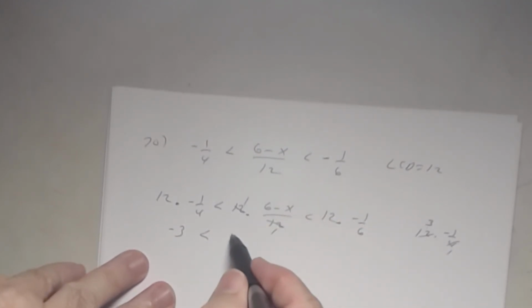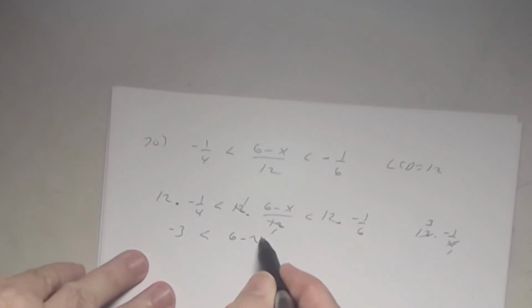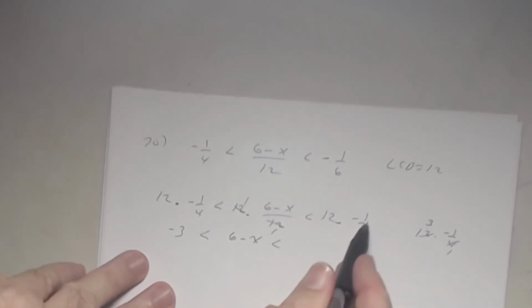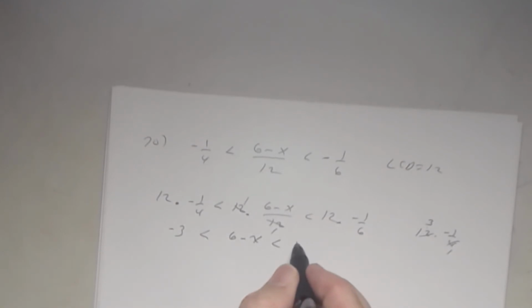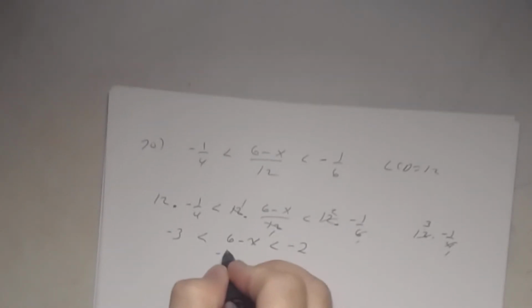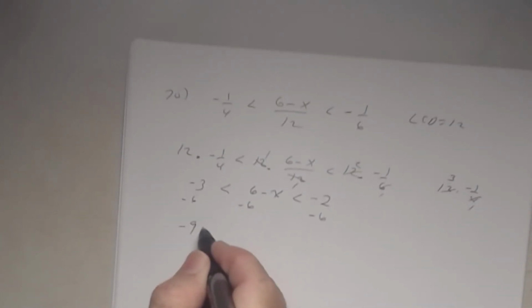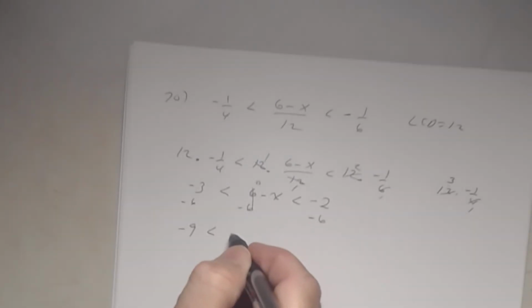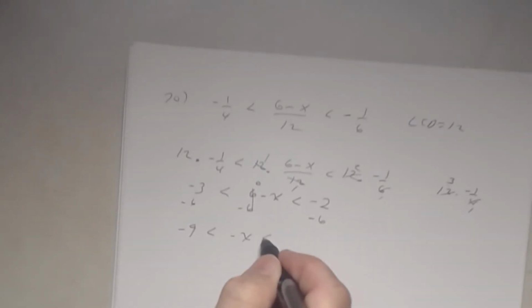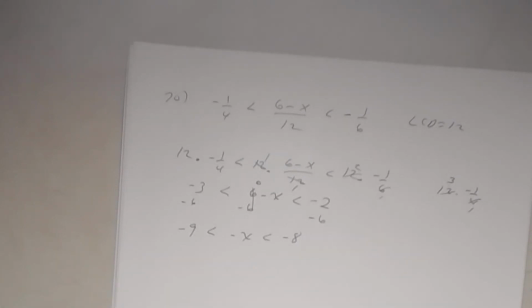1 times 6 minus x is 6 minus x. All right, what's 12 times negative 1/6? Negative 2. 6 into 6 is 1, 6 into 12 is 2, and you get 2 times negative 1 is negative 2. All right, so that's where I'm at. Okay, now what's the next thing you would do? Subtract 6 from all parts. Okay, just like this. What's negative 3 minus 6? It's less than. What's left in the middle? Not x, negative x. It's less than? Negative 8. All right, remember we're trying to get x, right?